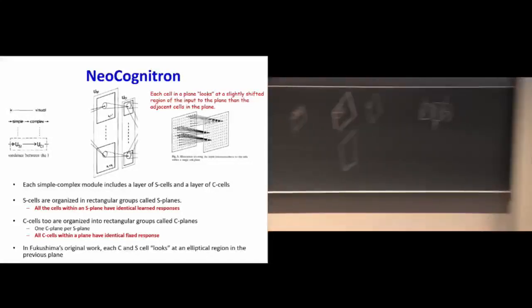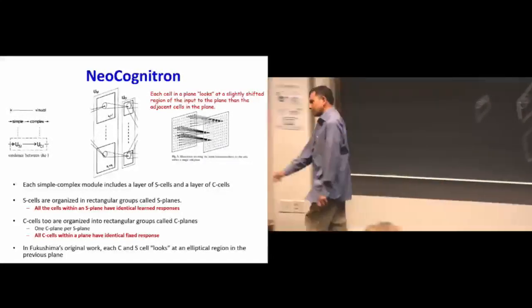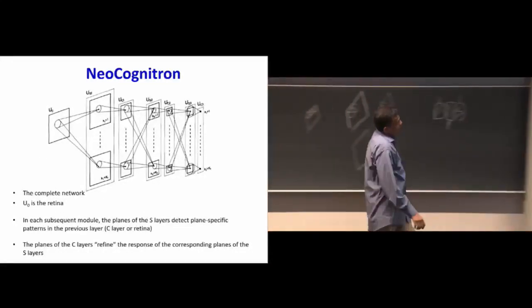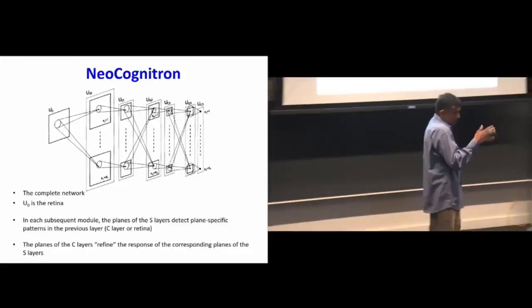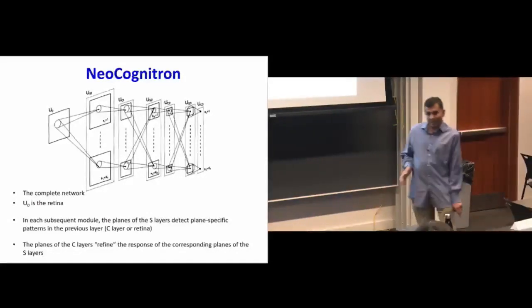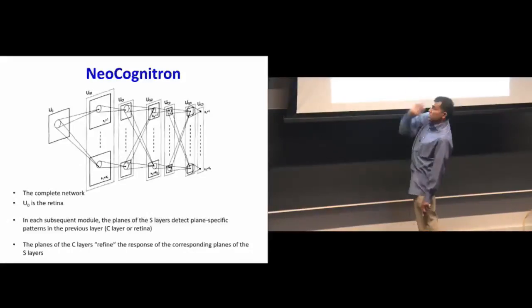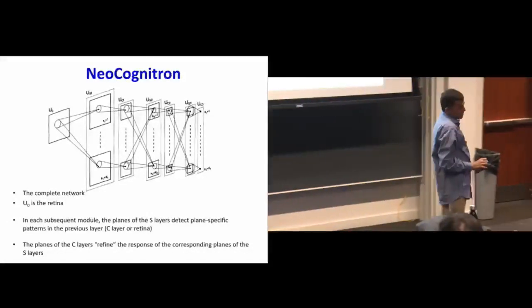Now, the C planes are followed. So the overall structure looks something like this. The first level of S cells looks at the retina. Then the first level of C cells, each C is going to look at the output of the S cells and look at how the C cells operate. Within this little rectangle, those C cells are only looking at the corresponding rectangle in the corresponding S plane.